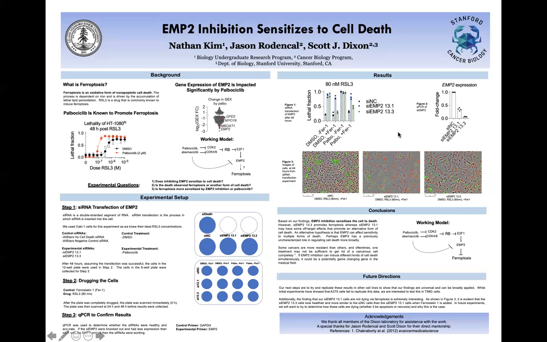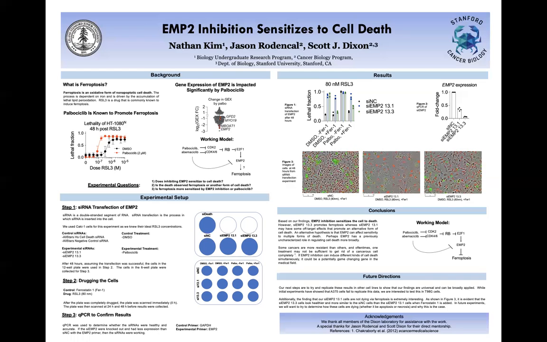Moving up to the results here, you can see that figure 1 is the results from the siRNA transfection experiment. And we see 2 main points here. The first of which is it looks like the palbo did work. As you can see, the overall lethal fraction in the palbo, the 2 rightmost columns, are much greater than those in the DMSO columns.